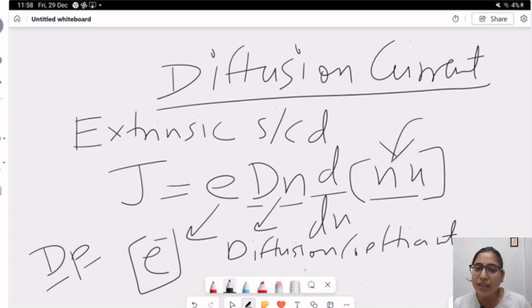So today we discussed what are mobility and conductivity. We also discussed formation of electron hole pair and recombination process, and we also discussed drift and diffusion currents.